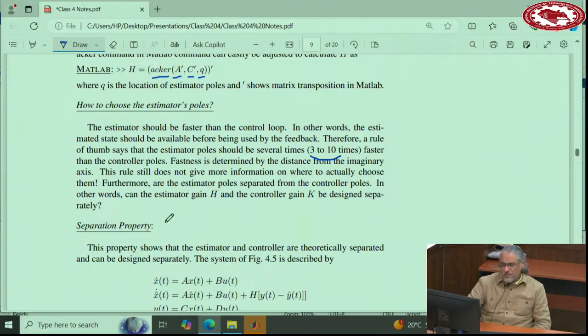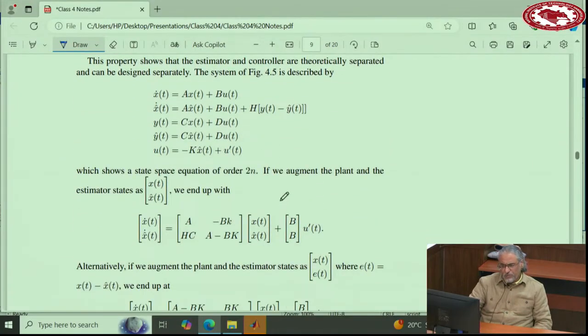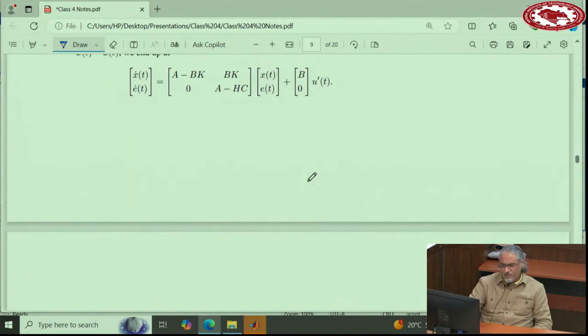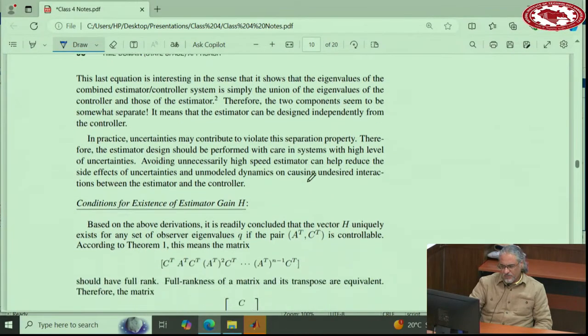This is the separation property. I'm not going to prove it. It's not absolutely necessary, but it proves that if you design K and H separately, it is correct, no problem. In other words, you are not violating anything. K and H, you can design them separately. The design of K and H is separate. So you can read through the proofs. I don't want to take the time of the class with the equations too much.